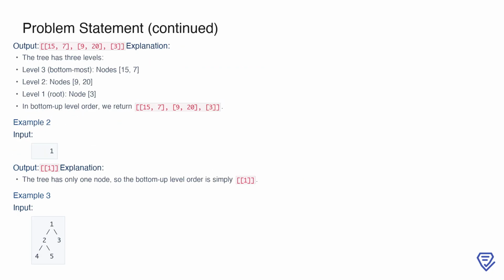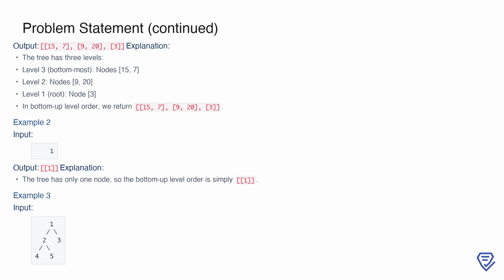In our first example, the binary tree has 3 levels. At the bottommost level, we have the nodes with values 15 and 7. At the second level, we have nodes with values 9 and 20. Finally, at the root level, we have the node with value 3. For the bottom-up level order traversal, we start with the bottommost level and move upwards. So, the output is a list of lists: [15, 7], [9, 20], [3].